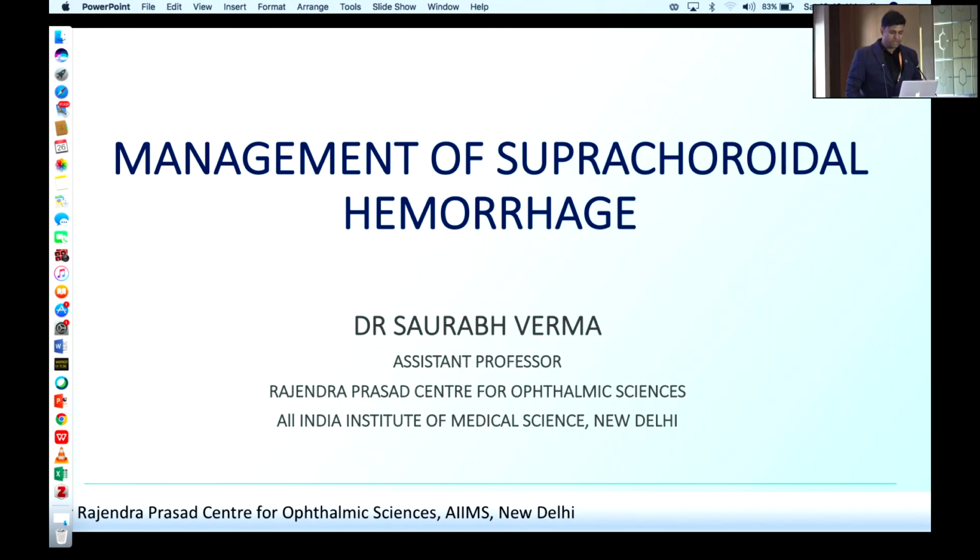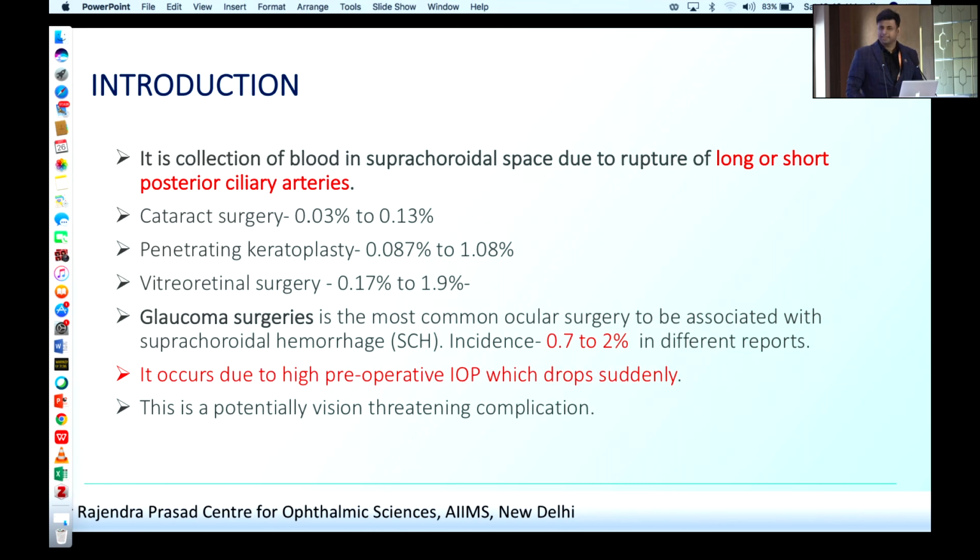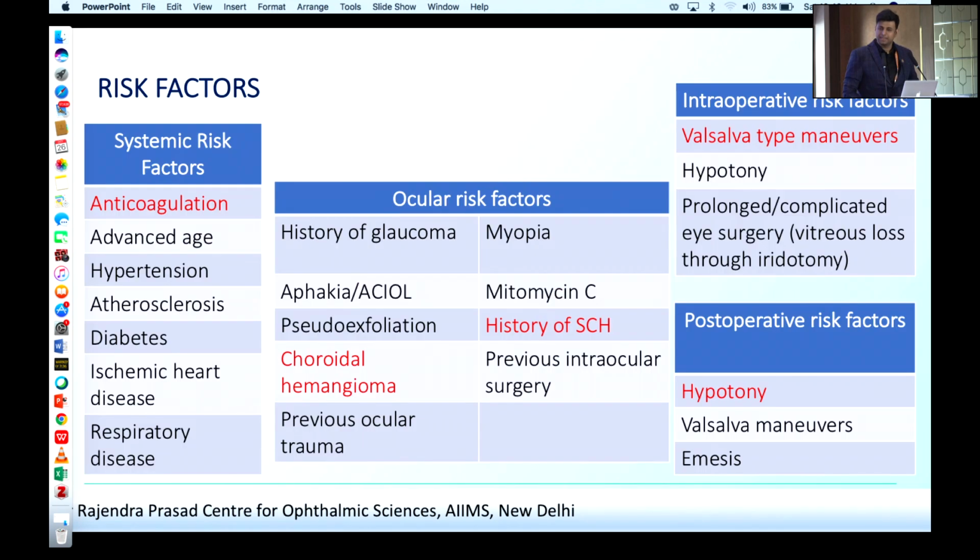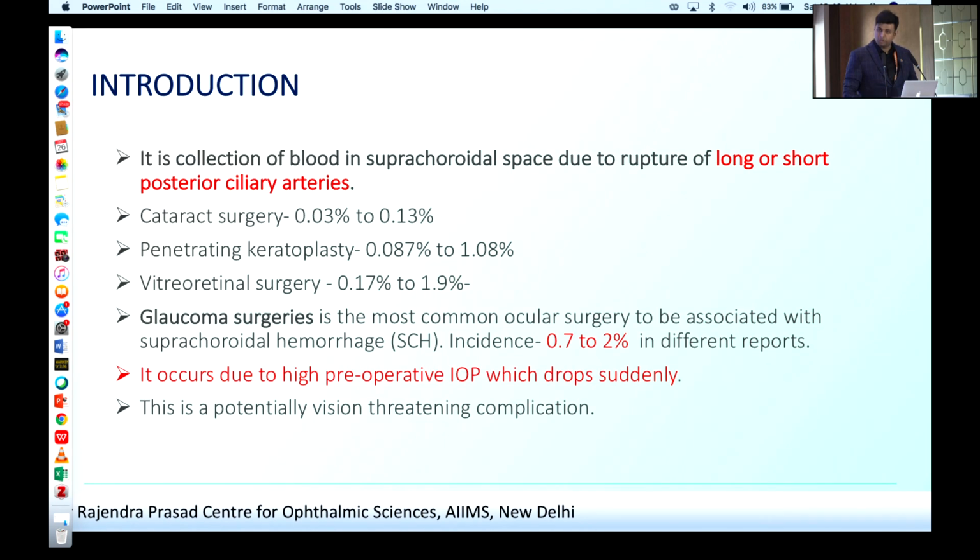Very warm good morning to all of you. I'll be talking about management of suprachoroidal hemorrhage. It is collection of blood in the suprachoroidal space due to rupture of posterior ciliary arteries. It can practically happen after any ocular surgery, but it's most commonly reported after glaucoma surgery, and the incidence rate ranges from about 0.7 to 2% in different reports. It occurs due to high preoperative IOP, which drops suddenly and is a potentially vision-threatening complication.